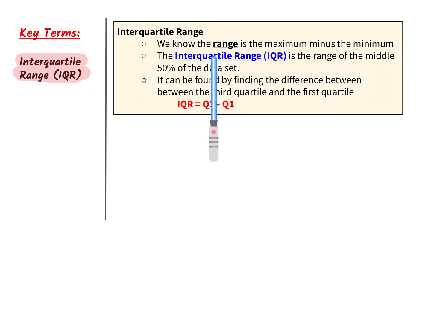And so what we're going to do is subtract the third quarter minus the first quarter. We're finding the range of that rectangle, the box part of this. So I want you to highlight: interquartile range is the range of the middle. And then I want you to highlight this part that says it's 50% of the data. We'll talk more about that when we get into our examples. And the last thing I want you to highlight in here is how you find it. The IQR is quarter 3 minus quarter 1.